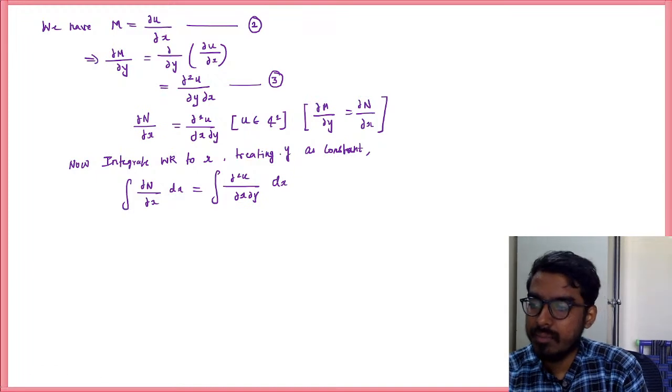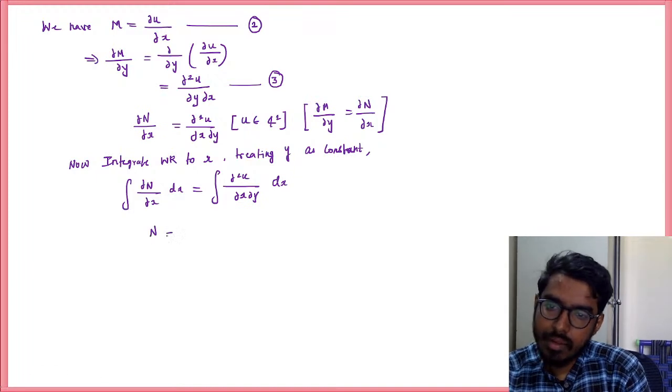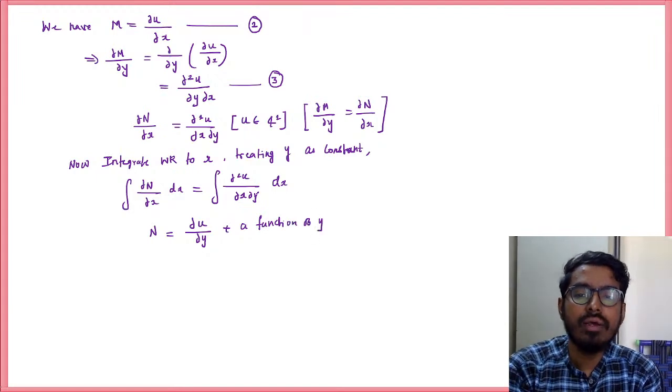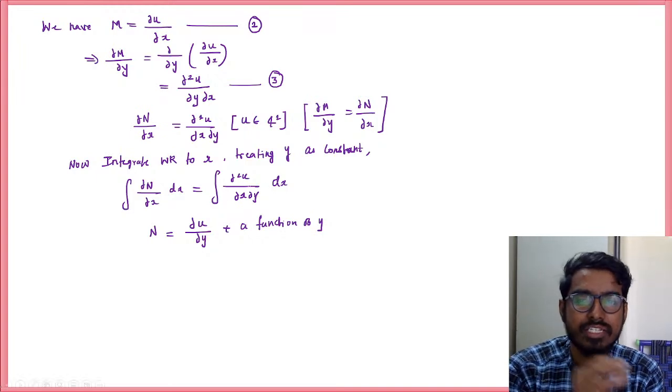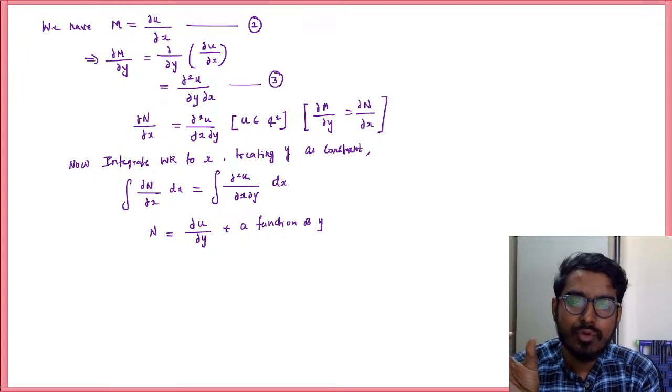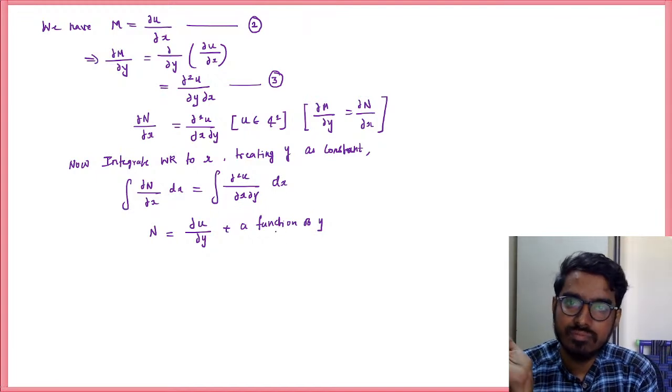Remember, this is very important. That means this will be N. So N is equal to ∂u/∂y plus a function of y. This is what you will have whenever you are integrating this function with respect to x. Very simple. You just take a function of two variables, integrate with respect to x, and this is what you will have.